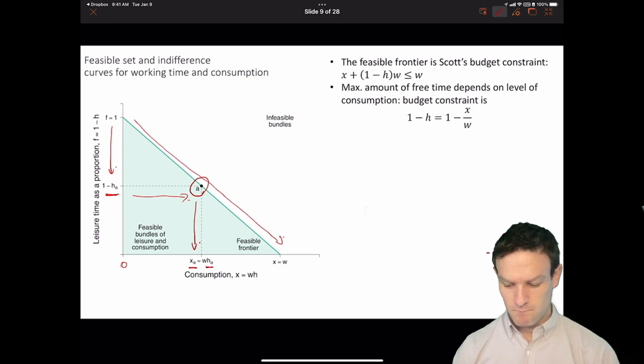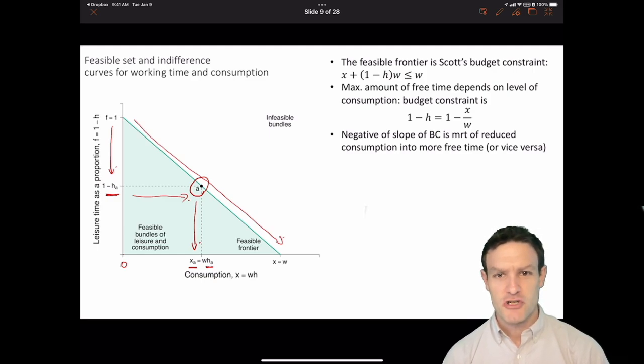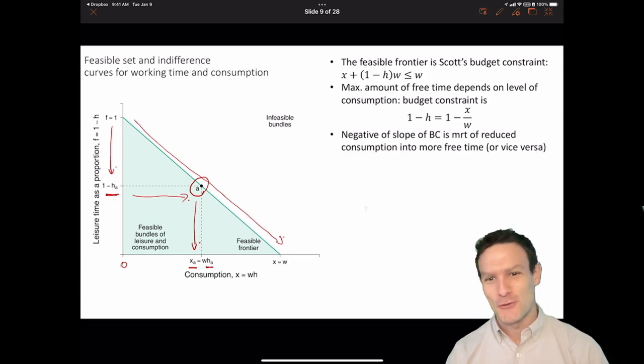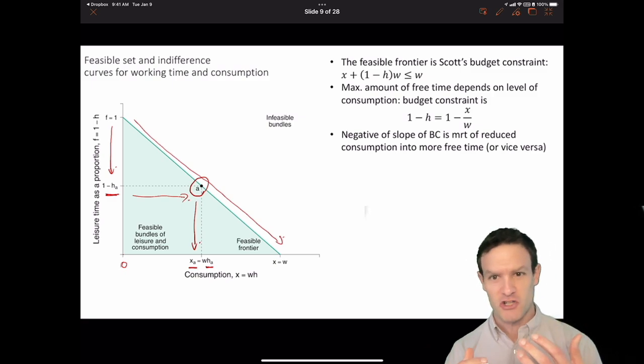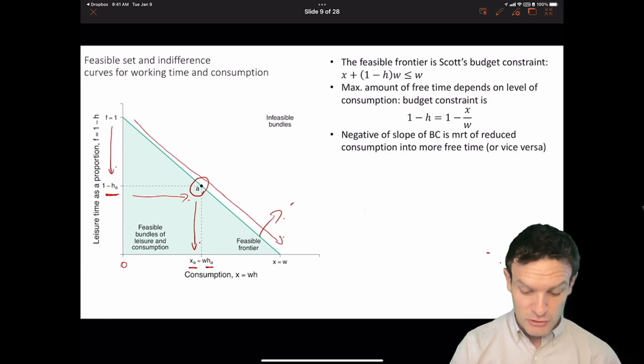Now, the negative of the slope of the budget constraint is a marginal rate of transformation of reduced consumption into more free time. Or it could be thought of as reduced free time into more consumption. So you can go in both directions with this marginal rate of transformation, right? So we've got the budget constraint here, and the negative of that slope is equal to the marginal rate of transformation.